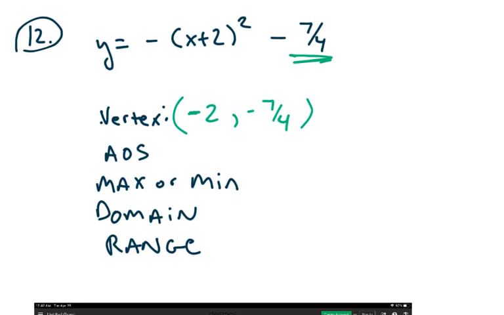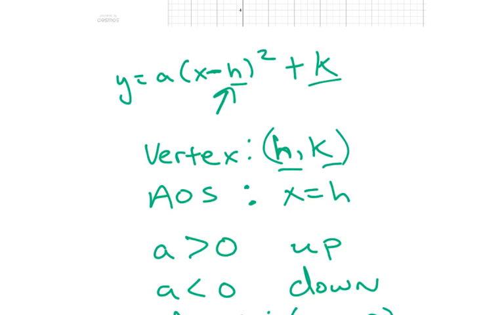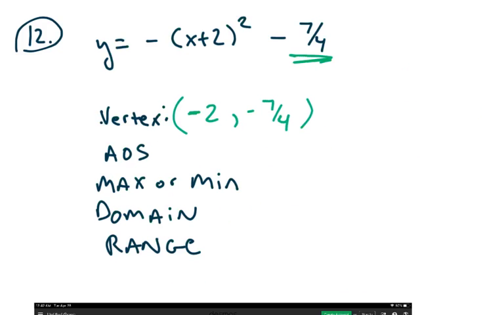There's your vertex. Well, what about the axis of symmetry? Well, if we look back here, we said the axis of symmetry is x equals h. I said you can even just say x minus h equal to 0. Just take what's inside here, set it equal to 0, and solve. You'll get x equals h. So here, if we take x plus 2 set equal to 0, we get x equals negative 2. There's my axis of symmetry.